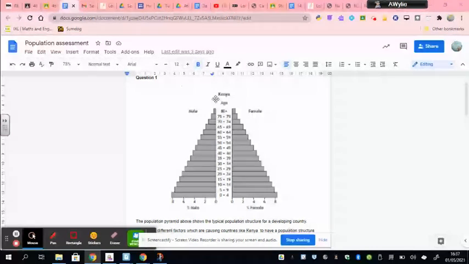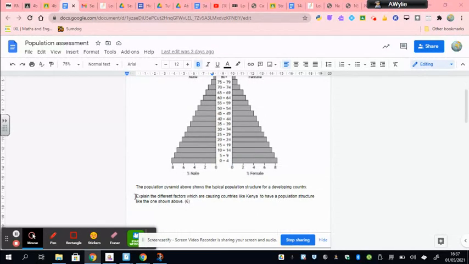So we have a country, Kenya, and it's got a population pyramid that clearly indicates that this is a developing country. It tells us in the question that it is a typical population structure for a developing country. Now, this is an explain question, so you're not being asked to use any data from the graph to describe the different age groups. You're being asked to give reasons for that.